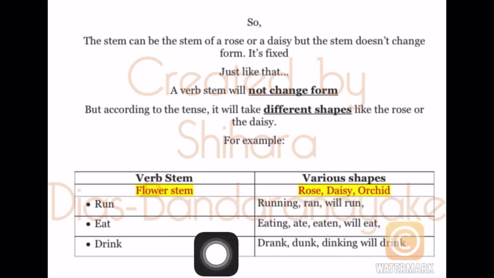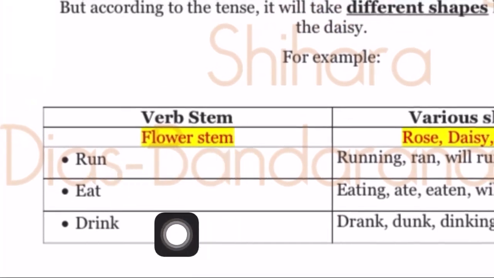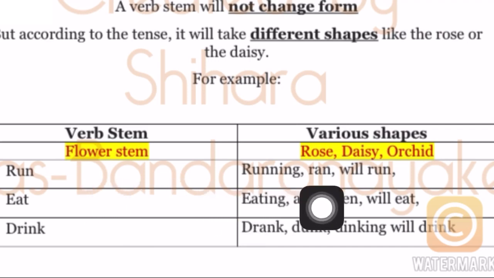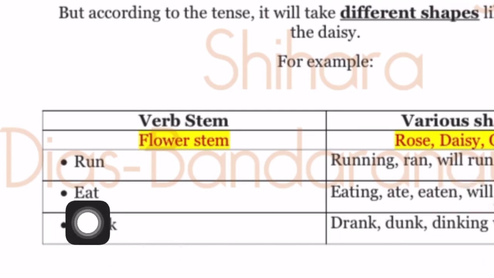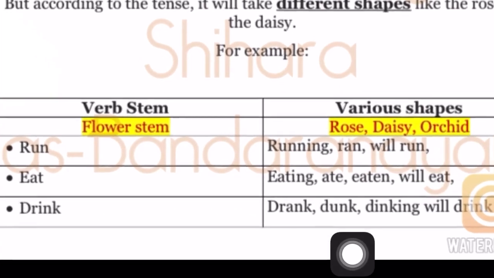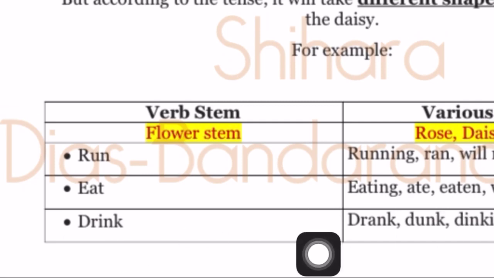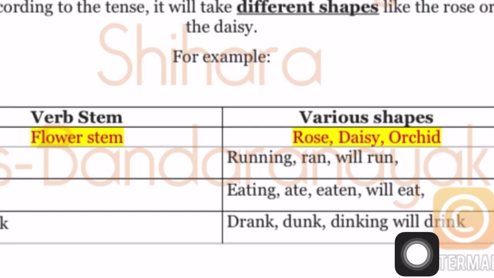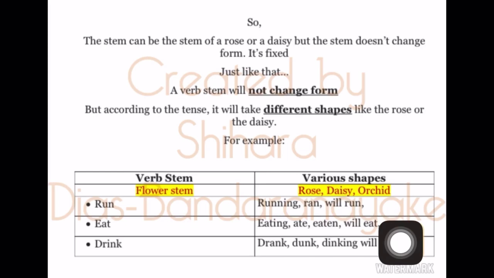Just like that, the verb stem here is run. But the various shapes of that verb stem can be running, ran, will run, and etc. Then eat: eating, ate, eaten, will eat, etc. Drink, drank, drunk, drinking, will drink, and etc. So this is how the verb stem works.